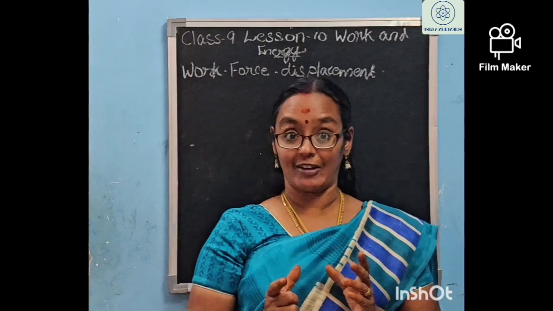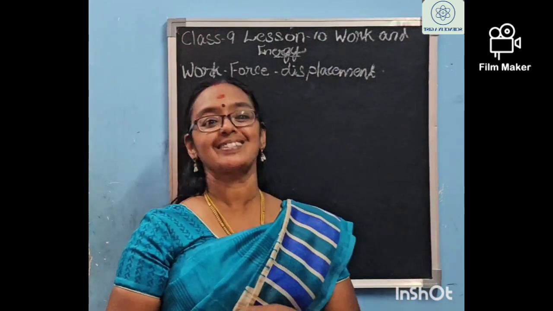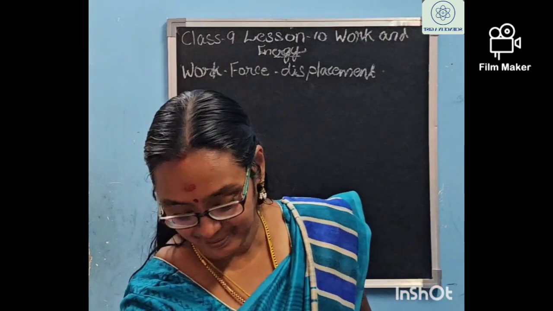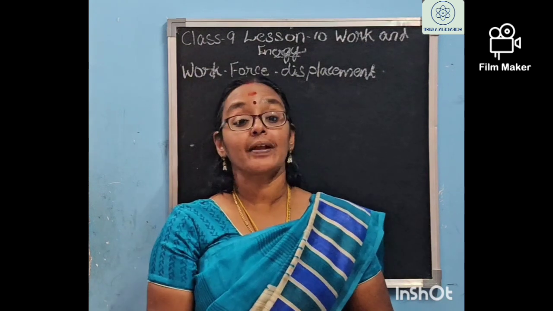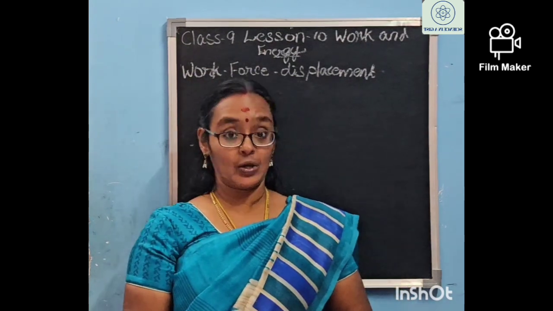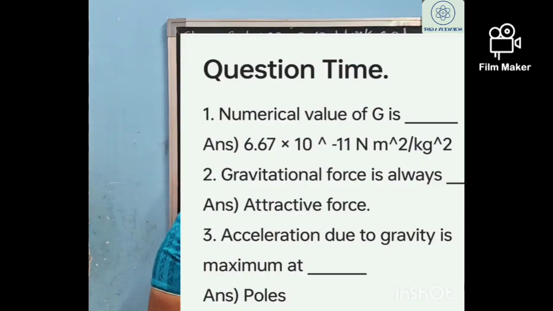What was the lesson? It was gravitation. There I asked you 3 questions. Here it's the time to answer. The questions go like this. The numerical value of capital G is... what is the numerical value of capital G? 6.67 into 10 raised to minus 11 Newton meter square per kilogram square.